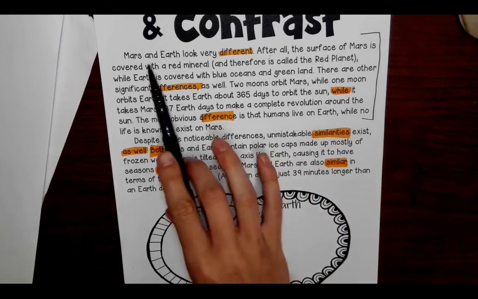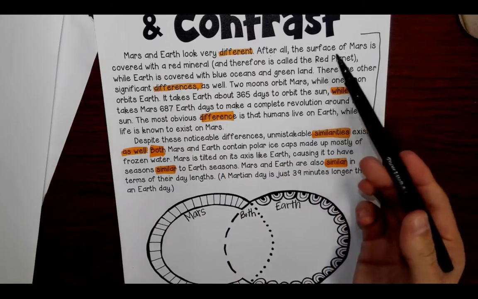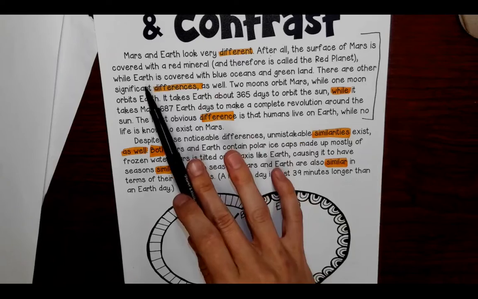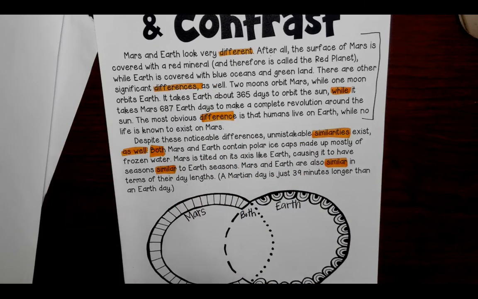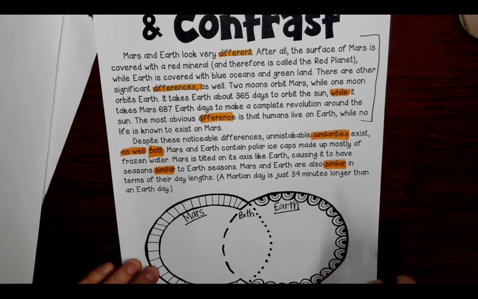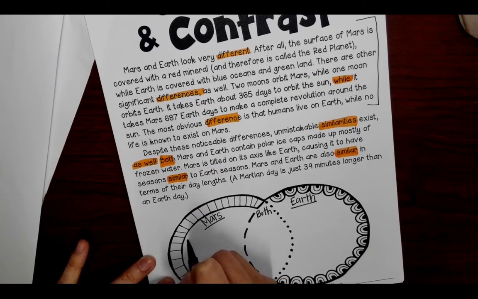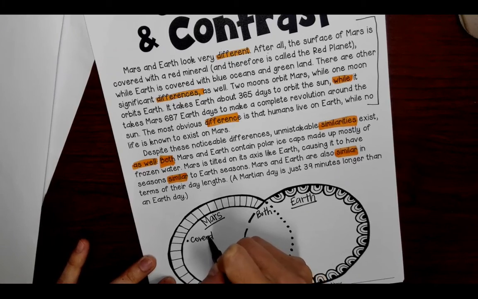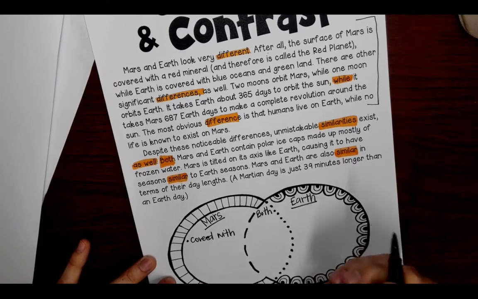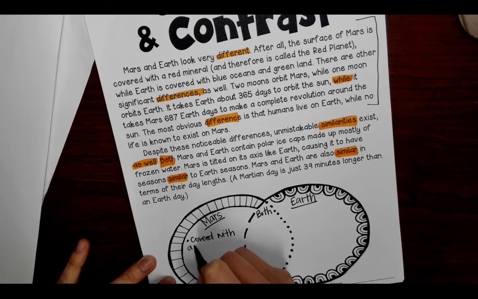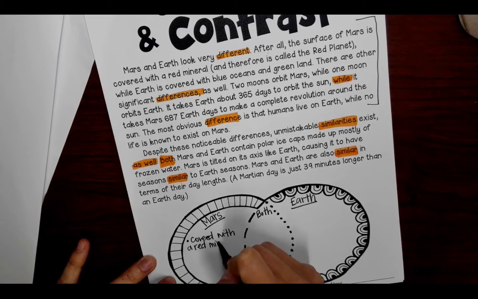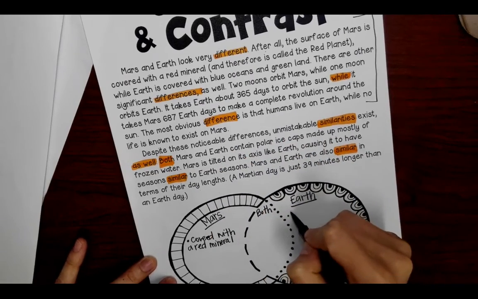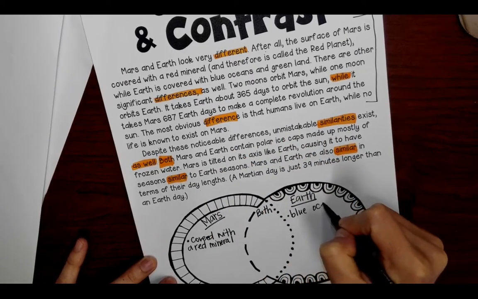So, the very first sentence says Mars and Earth look very different. After all, the surface of Mars is covered with a red mineral, while Earth is covered with blue oceans and green land. So you can write that in your Venn diagram. So I would write Mars is covered with a red mineral. And it said Earth was covered with blue oceans and green land.